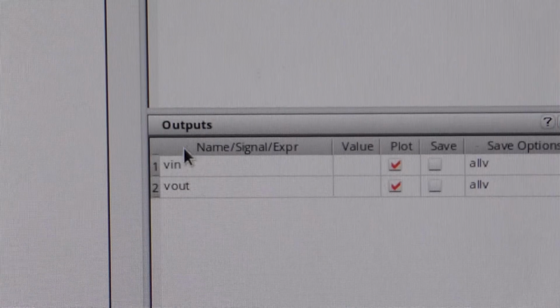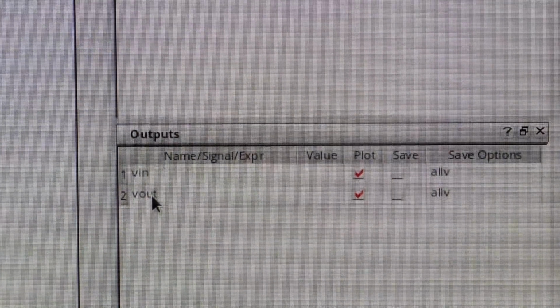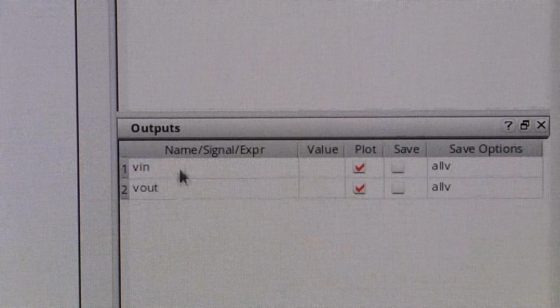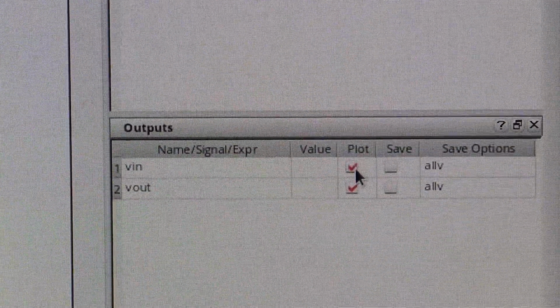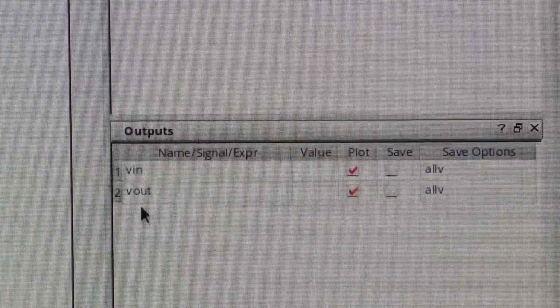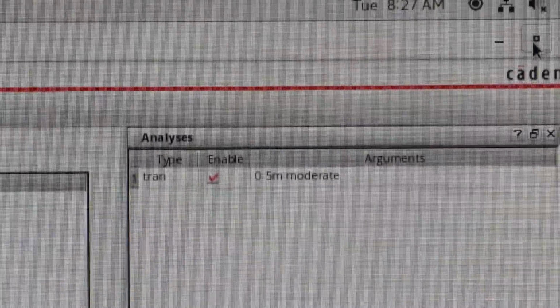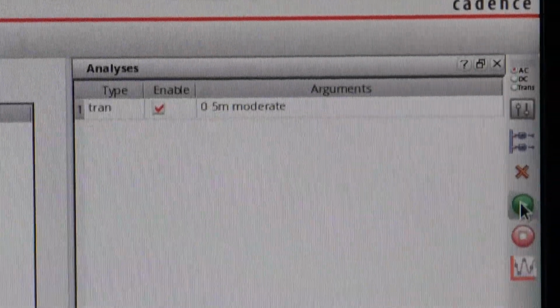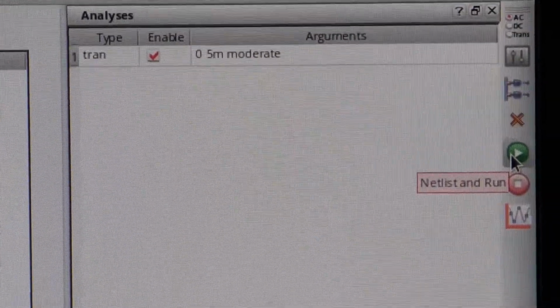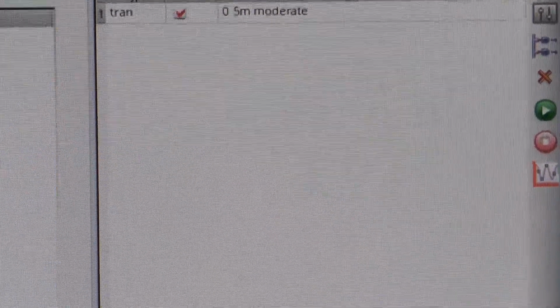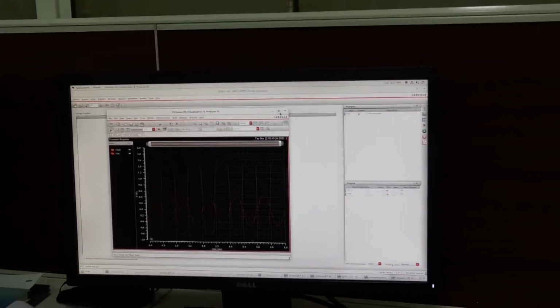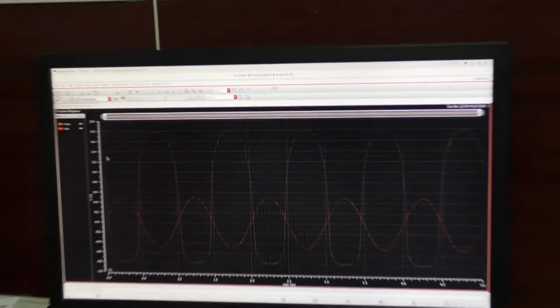I have taken the output variables as Vin and Vout. So you can see here outputs Vin is selected for plotting with a red tick mark, and Vout also has been selected with a red tick mark. So after getting this, I have to press this green button. So now I am pressing this green button. When I press the simulation, I am getting this sort of response.